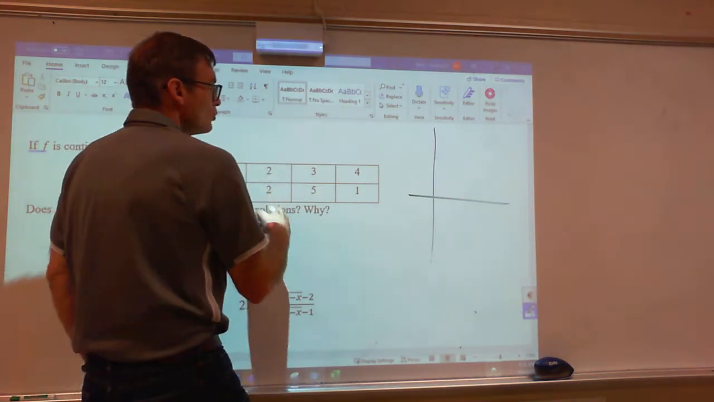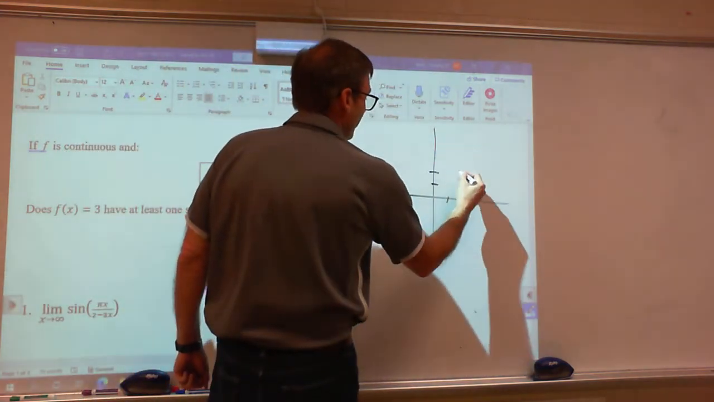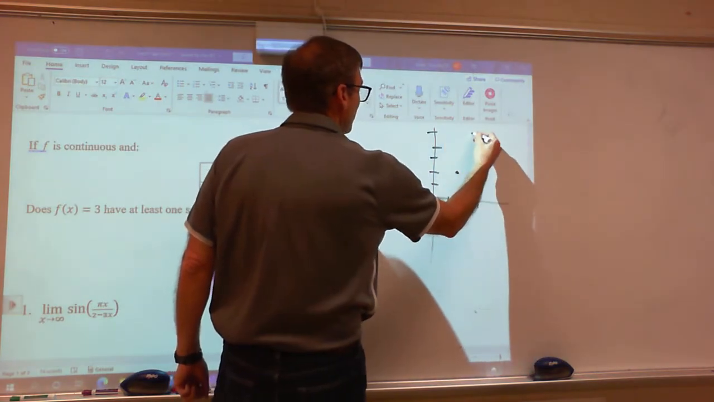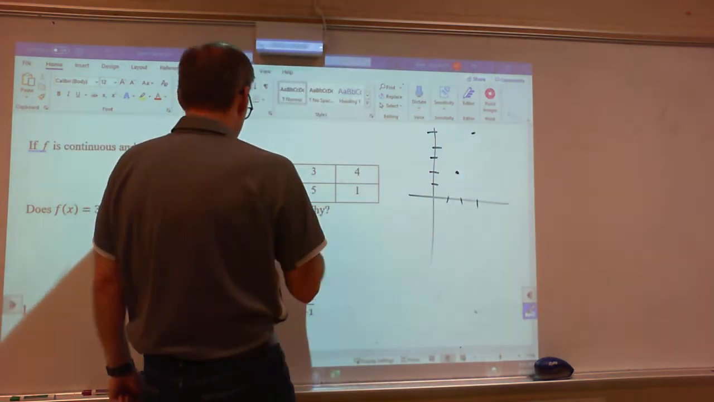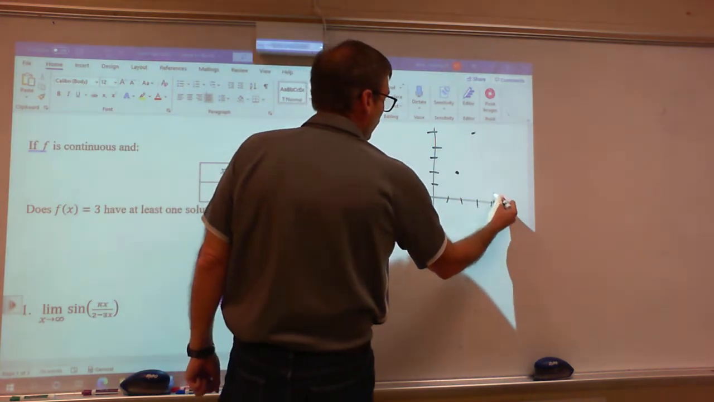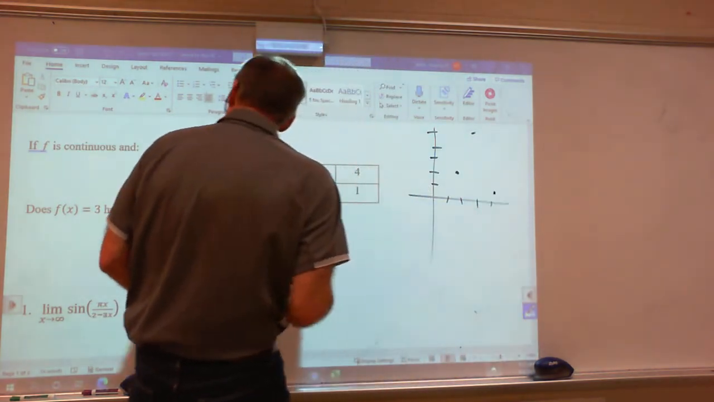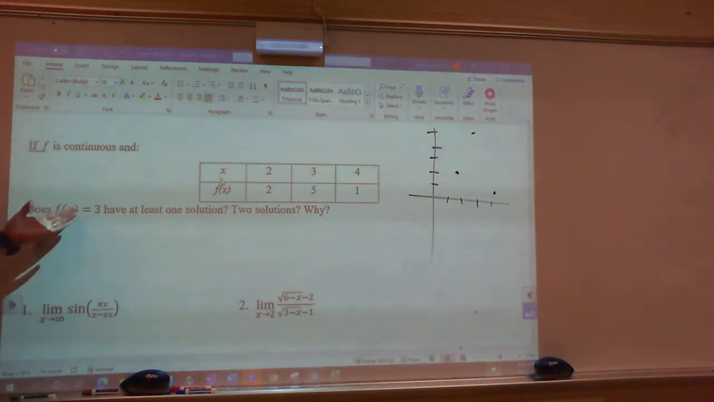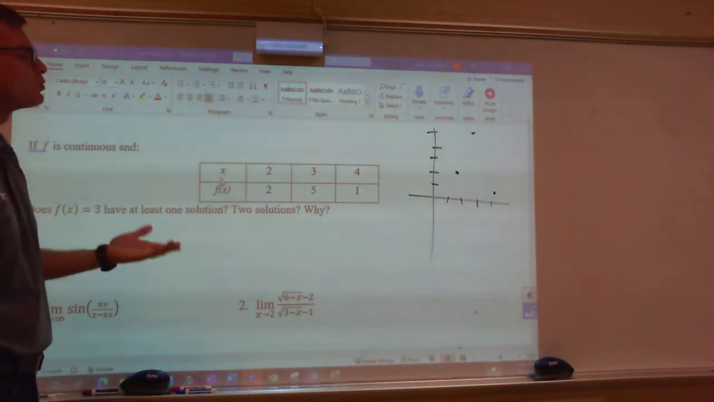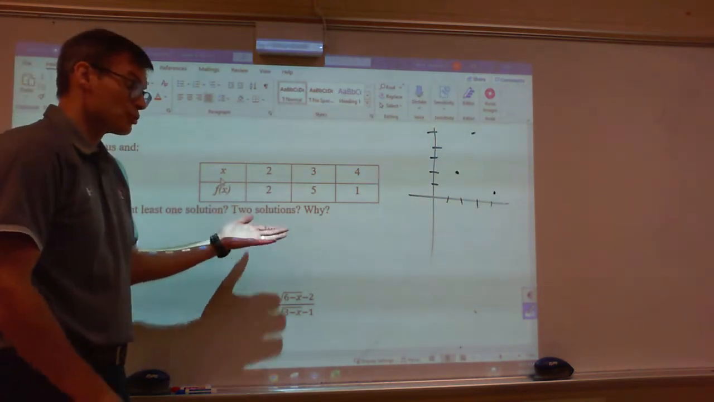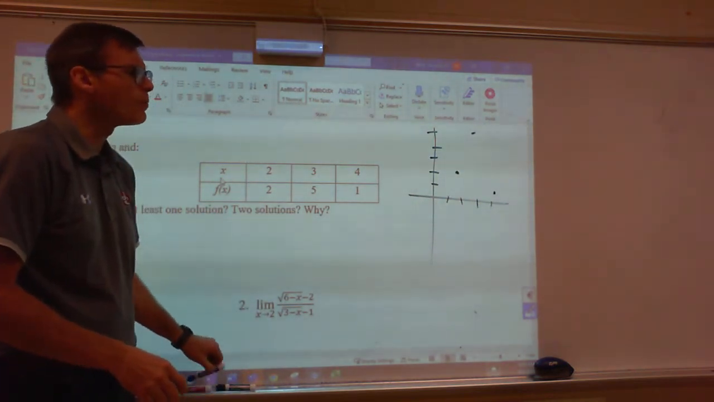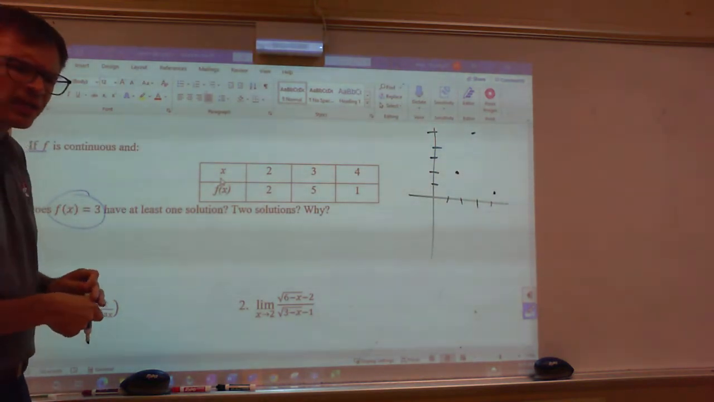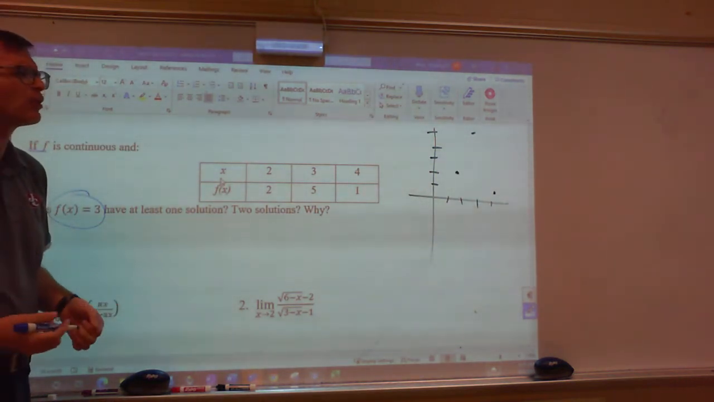And it says at 2, I'm at 2, okay. I get a dot. At 3, I'm at 5. At 4, I'm back at 1. And I said f is continuous, and it says, does f of x equal 3 have at least one solution? Does it have 2 solutions and why? Well, when this says f of x equals 3, they're saying, does the y value ever equal 3?